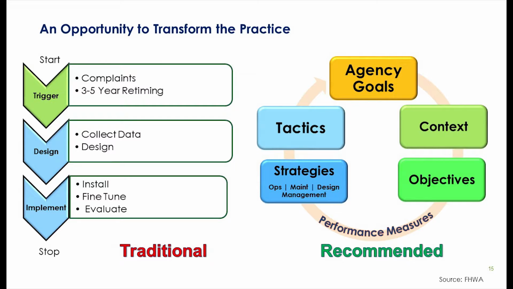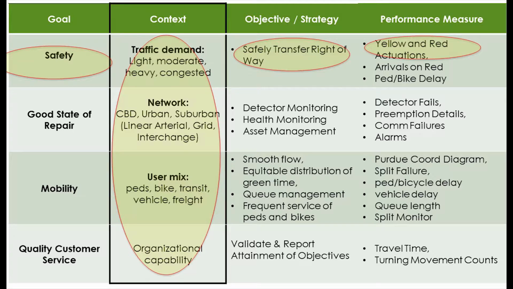The recommended process is that we start with a set of agency goals, we examine the context of the facility, we formulate objectives, identify performance measures, then select strategies and tactics that are implemented at the intersection. And this is a circle, so we're always doing this. We're always gaining an understanding of how we're achieving objectives and if we're getting closer to meeting the organization's goals.